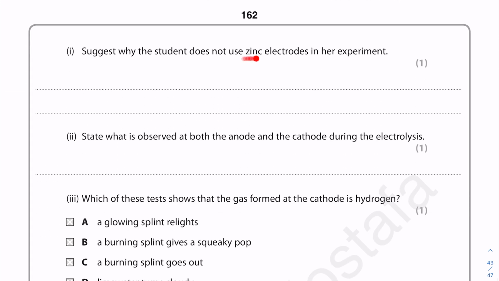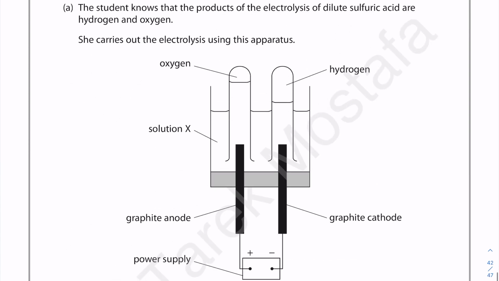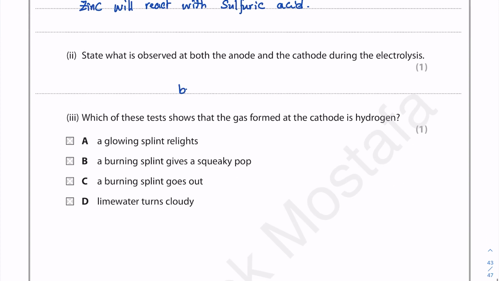Suggest why the student doesn't use zinc electrodes. We said zinc is very reactive, so it will react with the sulfuric acid. State what is observed at both anode and cathode. Both will have bubbles: bubbles of hydrogen at one and bubbles of oxygen at the other. Which of these tests shows that the gas formed at the cathode is hydrogen? The test for hydrogen is a burning splint, which gives a squeaky pop.